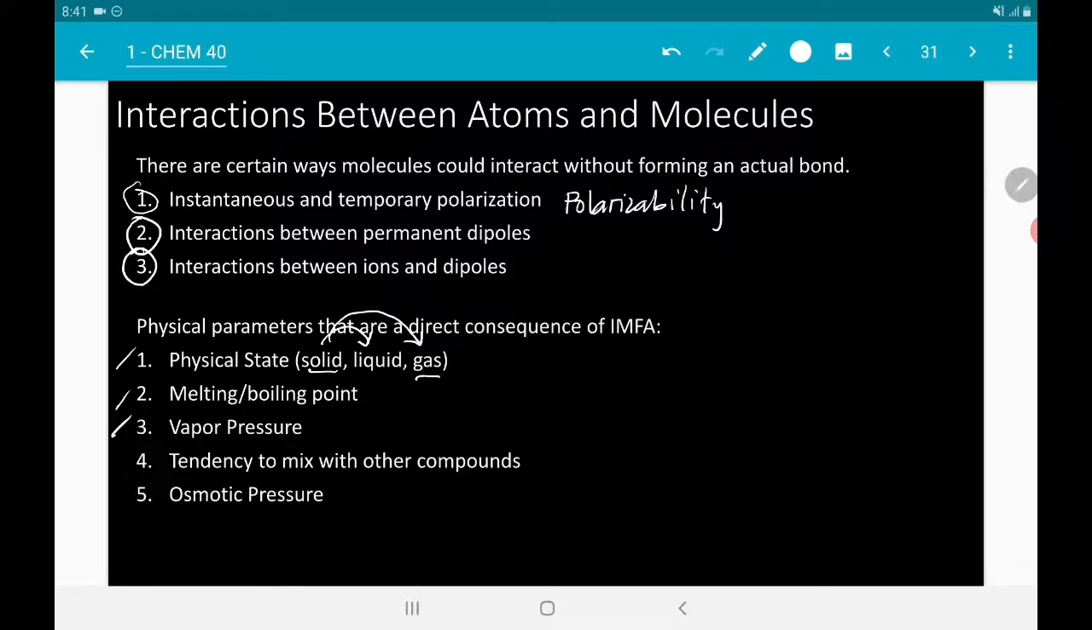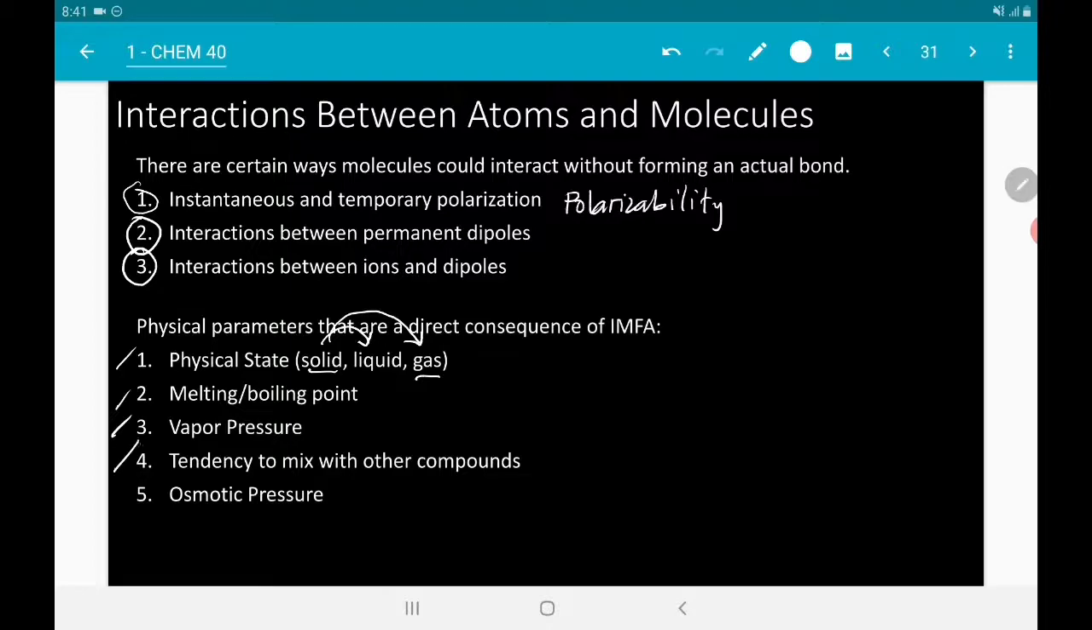Number 3, vapor pressure. Vapor pressure is the pressure exerted by the liquid or the solid through emission of gas particles. Nagkakaroon ka lang naman ng emission ng gas particles kung nag-e-escape siya sa iyong phase. So, kapag mas maraming nag-e-escape, mas mataas yung pressure kasi mas maraming gas yung napoproduce dun sa phase mo. Ibig sabihin, if you have high IMFA, dapat mababa lang ang vapor pressure. Kasi kapag mataas ang vapor pressure, maraming nag-e-escape na gas.